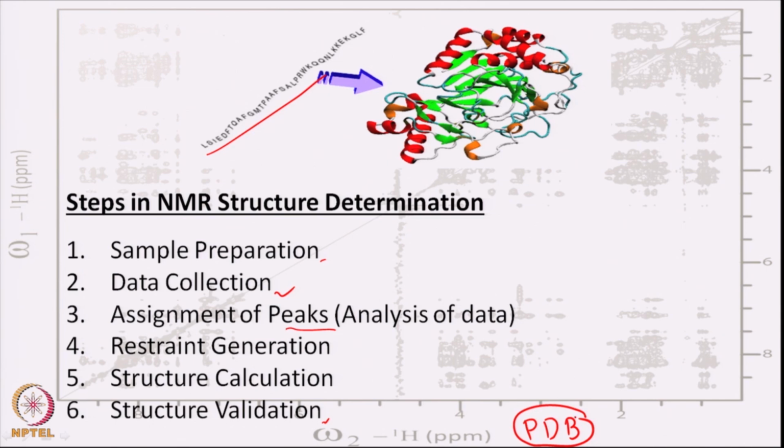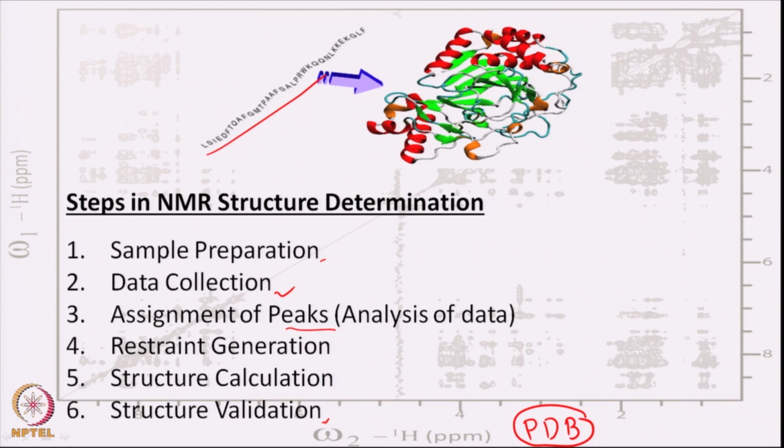If you ask me what the timeline is, sample preparation depends on whether you are getting the sample from your friend or synthesizing it yourself. Peptide synthesis can take a few days and purification about 1 day, then you can dissolve it and collect data for 2-3 days. Assignment, if you are doing it manually, might take 2 weeks to 1 month or even longer, depending upon how expert you are.